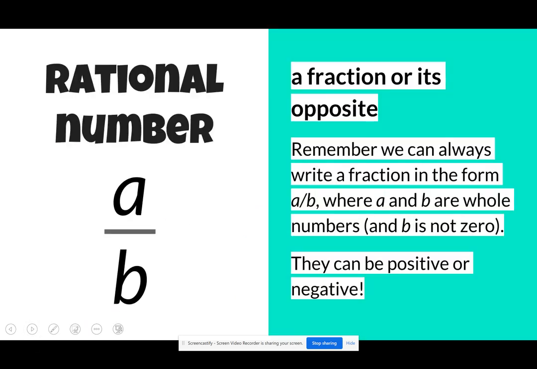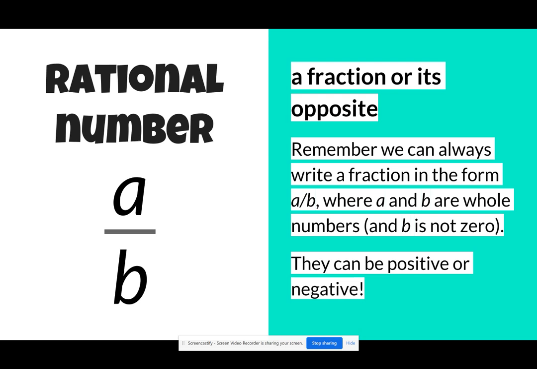So now we're going to learn the definition of rational number. This is a term that you need to know. A rational number is defined as a fraction or its opposite. And when we say opposite, what we mean is that if a fraction is positive, then its opposite would be negative. If a fraction is negative, then its opposite would be positive.